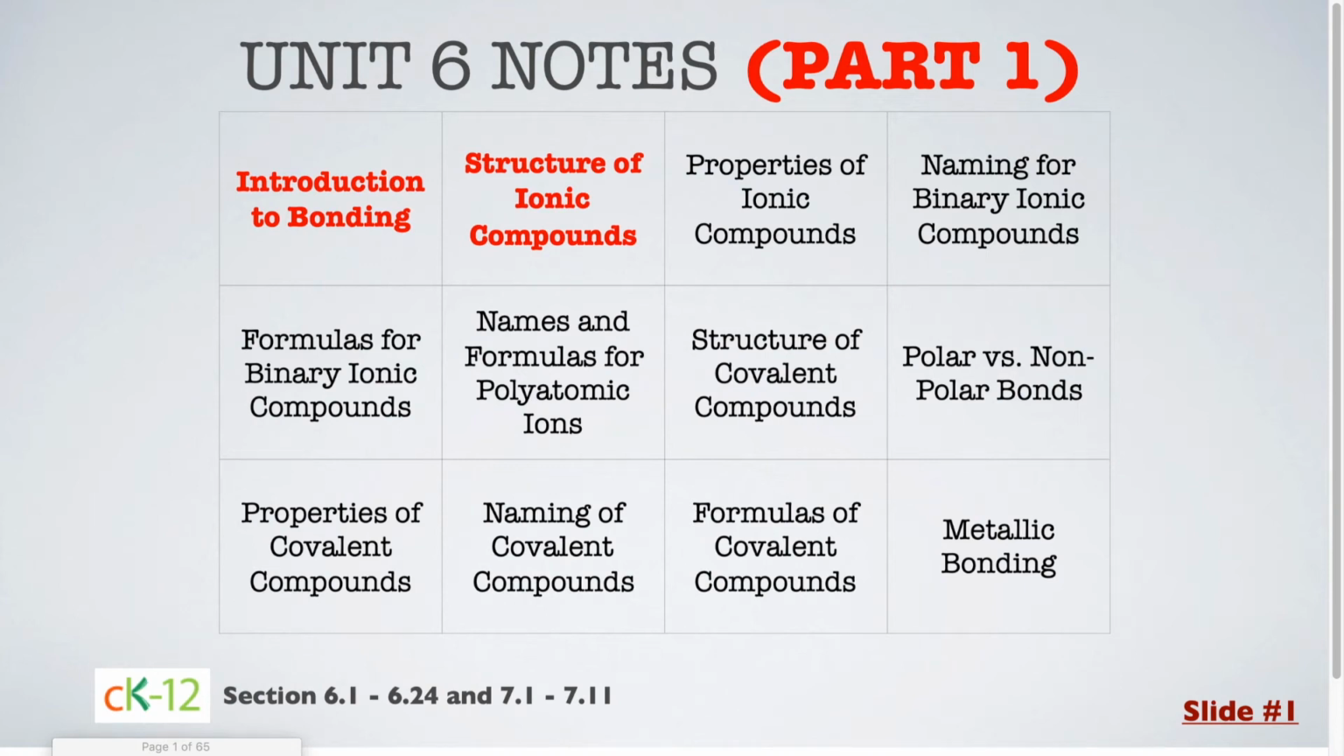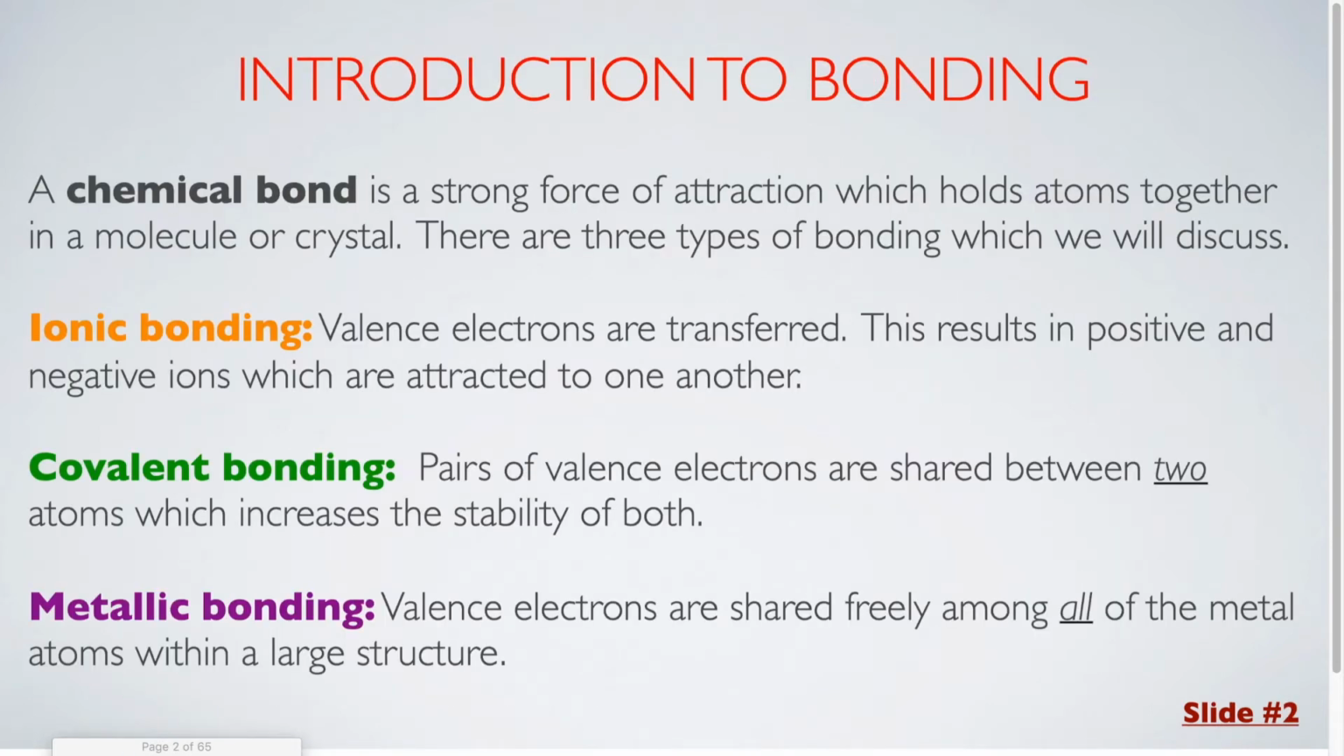In part 1 of the Unit 6 notes, we will be covering the introduction to bonding and structure of ionic compounds. A chemical bond is a strong force of attraction which holds atoms together in a molecule or crystal. There are 3 types of bonding which we will discuss.